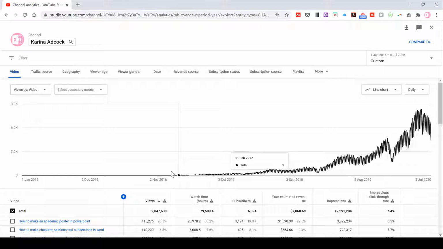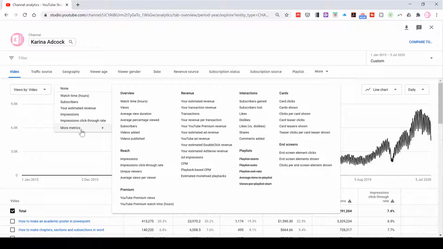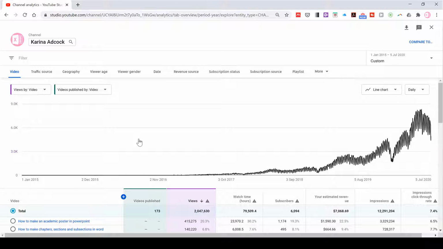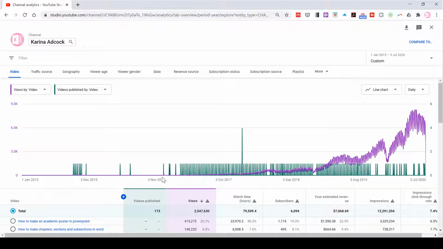And then you can see how my YouTube views have increased over time with some small variations. I'm now going to add a secondary metric to compare to, go to More Metrics and Videos Published. Now each green line is a different video. On this day I published 4 videos, but every other day I published 1 video.